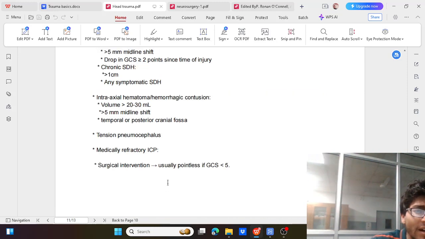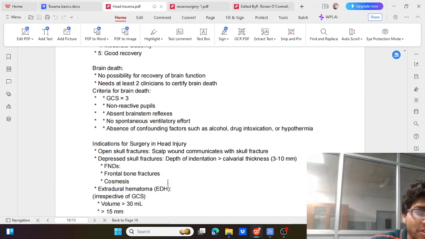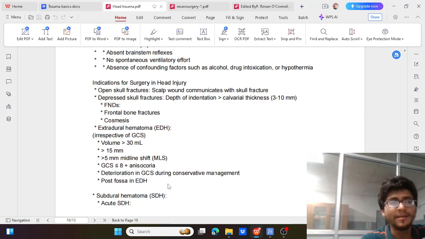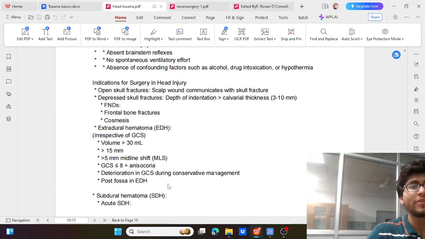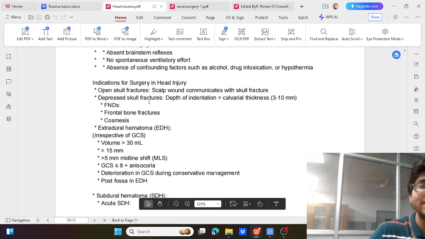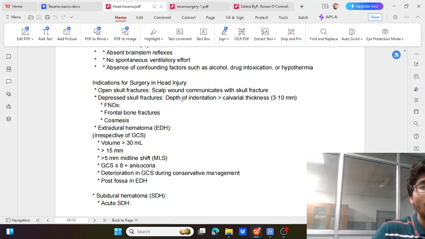Now lastly, we'll quickly go through some indications of head injury where we go for surgery, so that you can remember better where we need to go for surgery. In case of open skull fractures, as we have discussed, the scalp wound communicates with the skull fracture inside. Then depressed skull fracture when the depression is more than 3 to 10 mm with functional neurological deficit, frontal bone fractures and cosmesis, these indications.